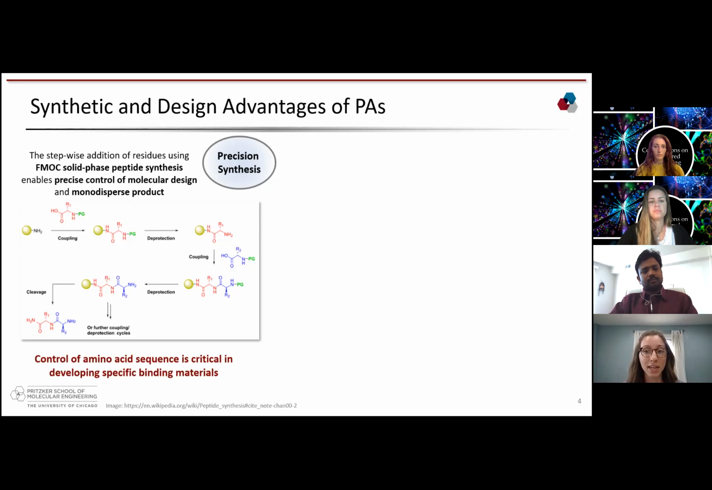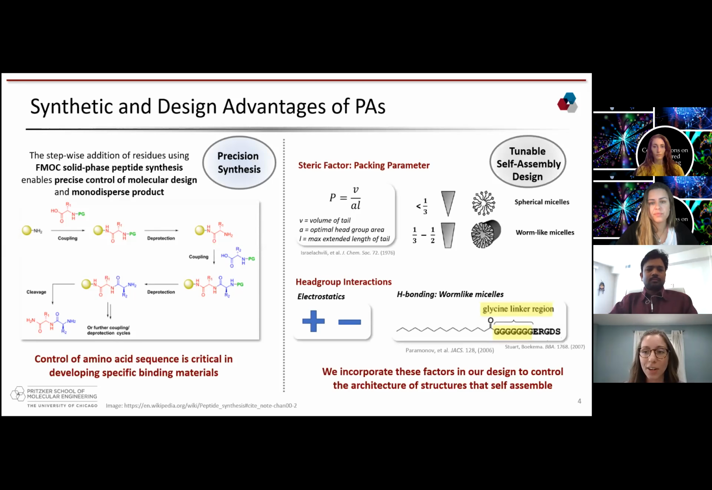So the way that we're designing this to have material functions and also protein mimicking functions, we need to have specific sequence techniques. And so we can precisely synthesize, but we can also tune how these materials self-assemble. And we can do that via two different factors. One is more of a steric factor, and you can use the so-called packing parameter. And this is a ratio of the volume of the tail component to the area of the head group. And according to what ratio that is, you can tune it to self-assemble into spherical micelles, worm-like micelles, or other shapes such as vesicles or bilayers. And depending on what application you want to use it for, you can control that factor.